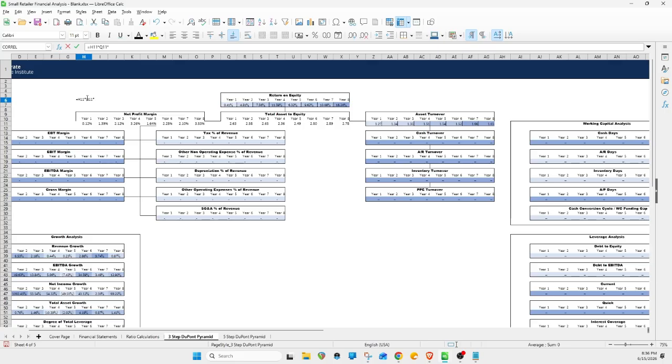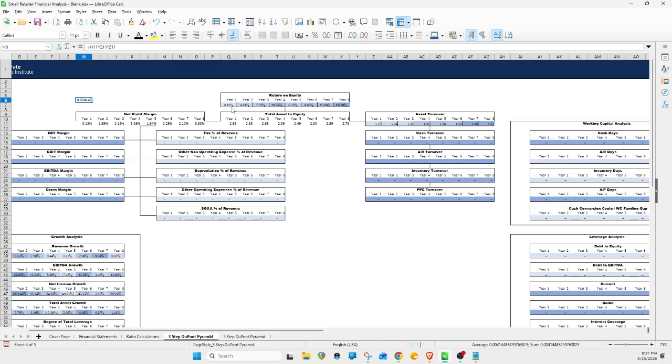And here we can check our work, make sure that all three ratios multiplied computes to the return on equity, and we can just use 1 year to check that. And yes, it does. 0.41%.